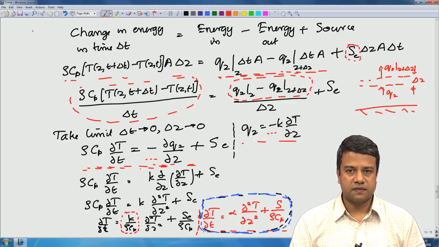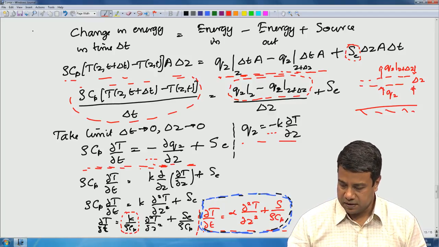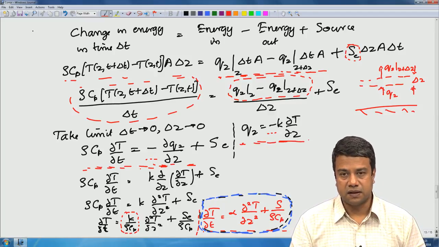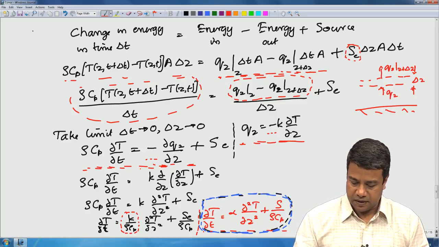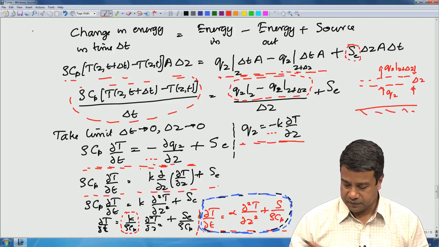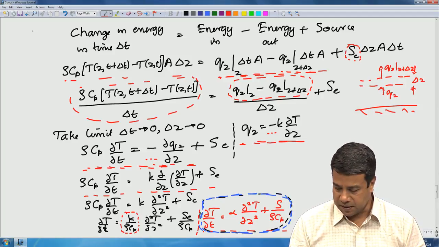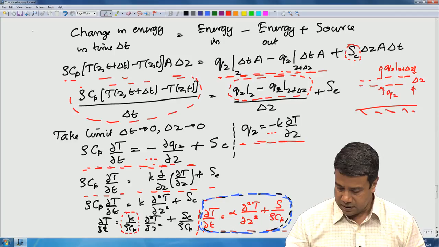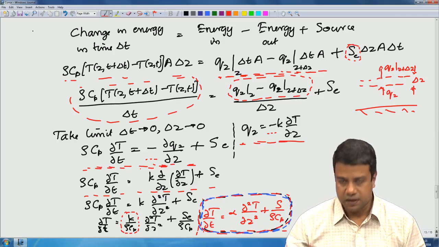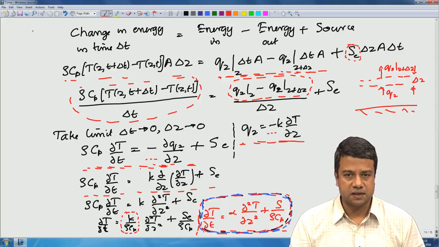In the constitutive relation for the heat flux, qz is equal to minus k dT by dz. Energy is transported from regions of higher temperature to regions of lower temperature, therefore, the negative sign. And when you put that in, you get the balance equation of this form. Alternatively, if I divide throughout by rho Cp, the balance equation basically becomes a diffusion equation: dT by dt is equal to the diffusivity times d square T by dz square plus the dimensionless source.